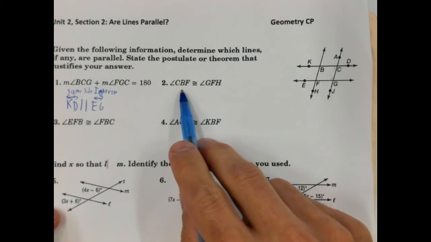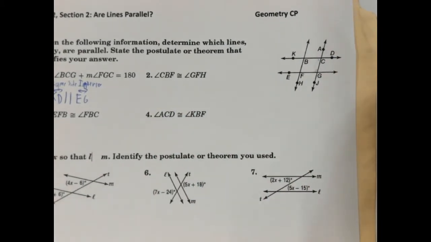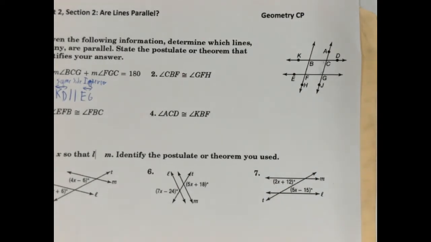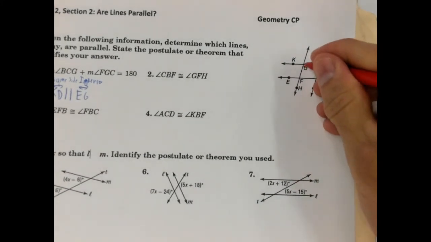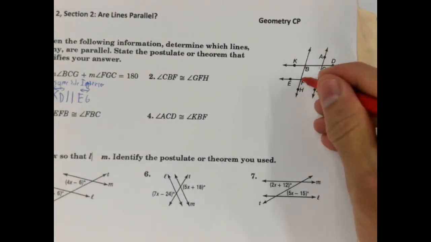So number 2, CBF. So CBF is this one right here. I'll use a different color for that one. Let's use a red one for that one. So CBF is right here. Okay, so CBF is going to be this angle here, and then GFH is this angle here.